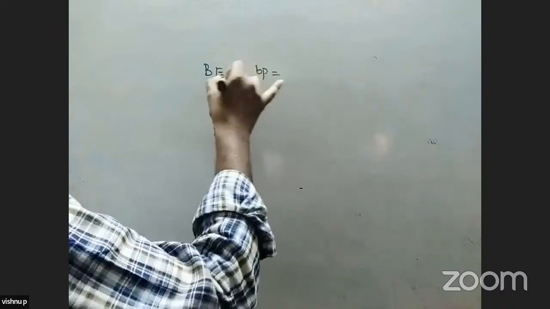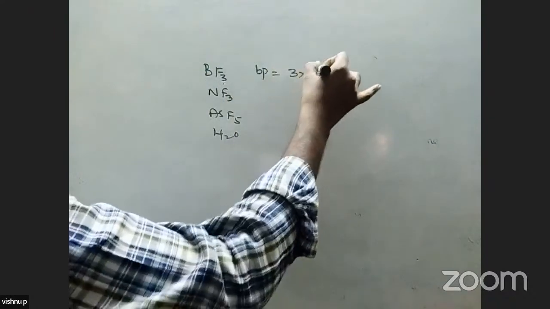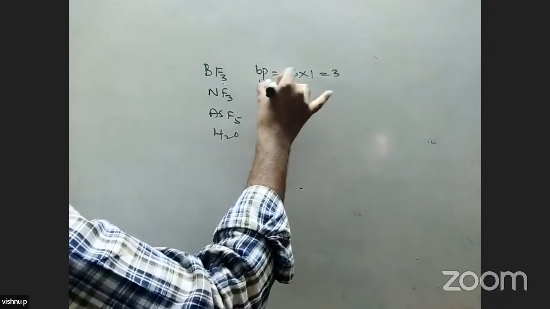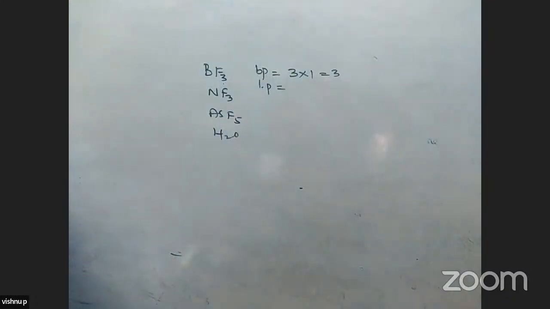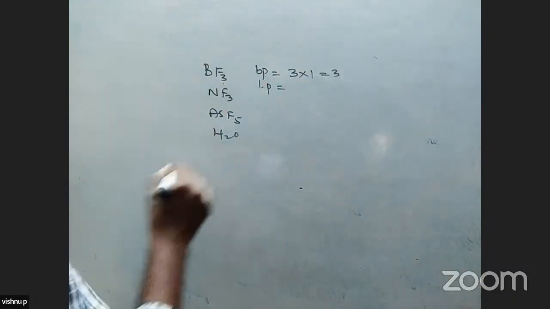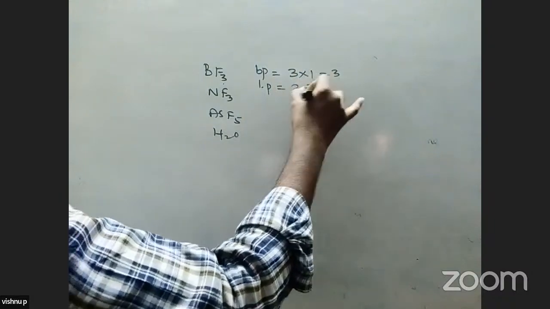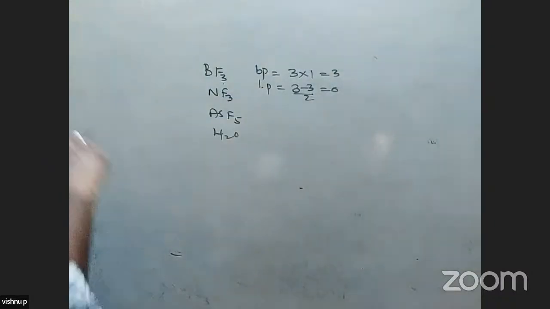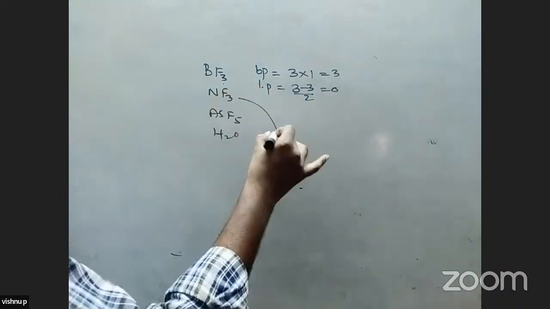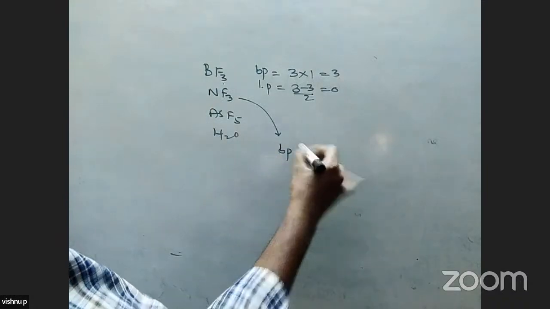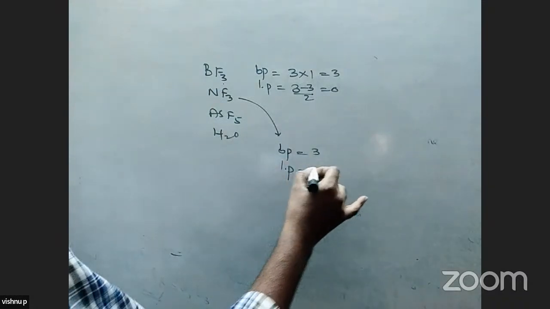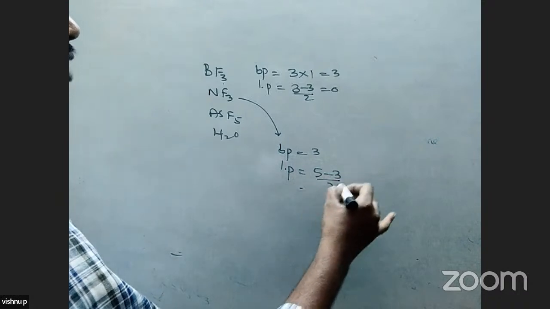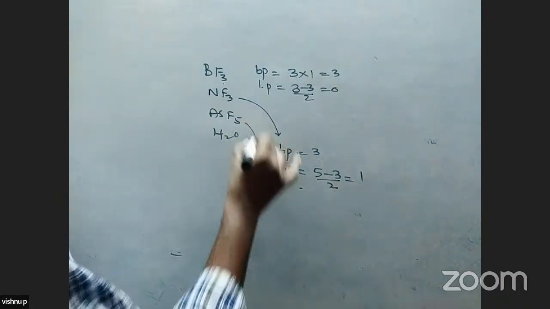Bond pairs is equal to three surrounding atoms. Lone pairs is equal to central atom boron, 3rd group, (3 minus 3) by 2, that is 0. In NF3, bond pairs is the same, 3. Lone pairs is equal to nitrogen, fifth group, (5 minus 3) by 2, 1 lone pair.